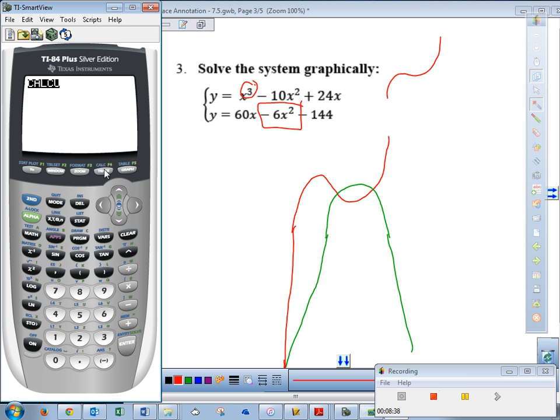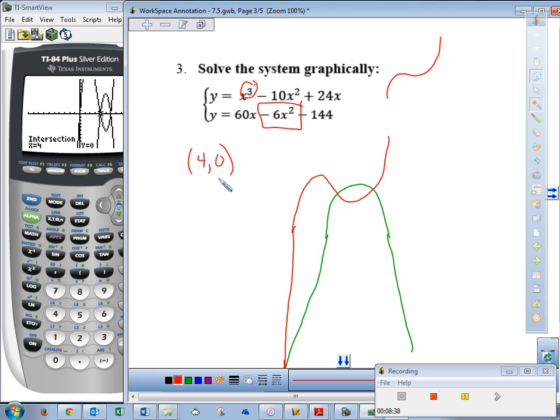Second, calculate. We want to find an intersection. So the first curve, the second curve, you can just hit enter. Then you got to guess. You got to put your cursor close to where you feel that is. So see my cursor? It's in the neighborhood, I guess. 4, 0. All right, so there's 1, 4, 0.